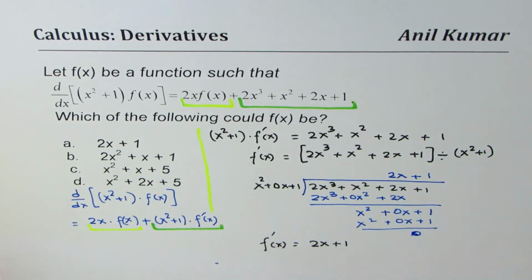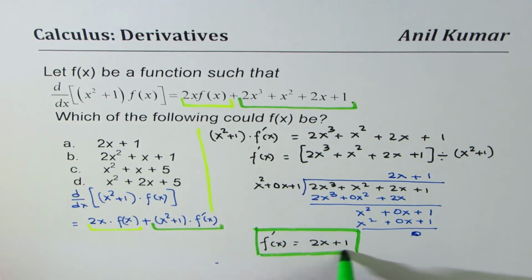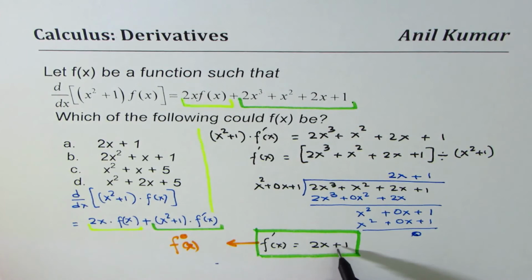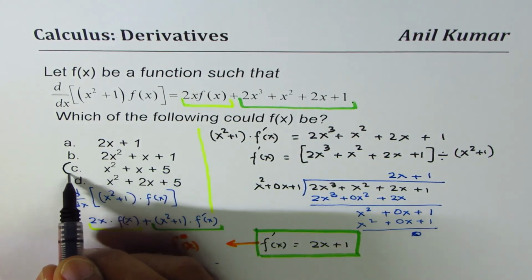Do you see that? So we found the derivative of the function. Now the question is to find the function itself, so we have to get to the function. We'll go back and find, amongst the options, the function which will give us 2x plus 1 as the derivative. This could be x squared plus x, which is option C. So I think C is correct.